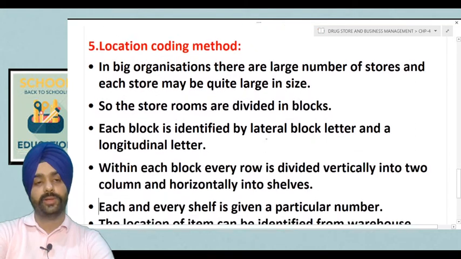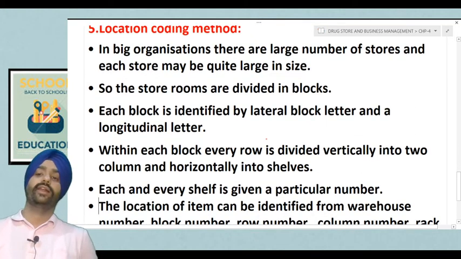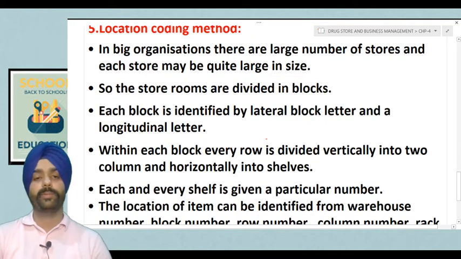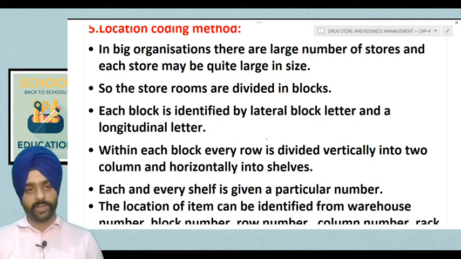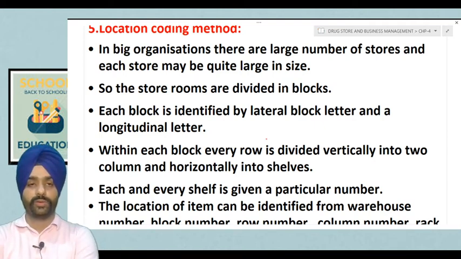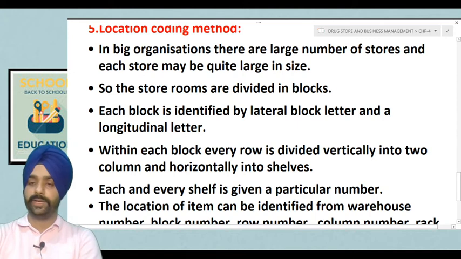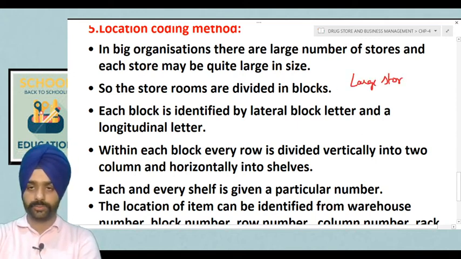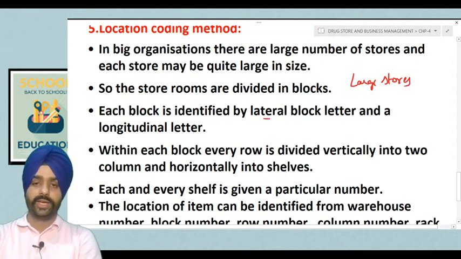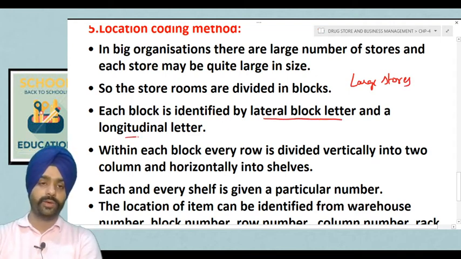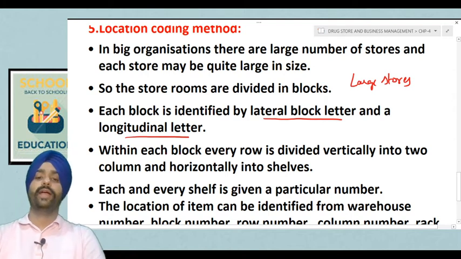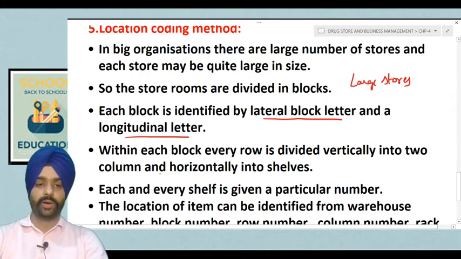Similarly, the location coding method. In a big organization, there are a large number of stores and each store may be quite large in size. So, the store rooms are divided into blocks. Each block is identified by a lateral block letter and a longitudinal letter. So, it is better mainly for large stores. In this, the lateral block letter and a longitudinal letter are being used.